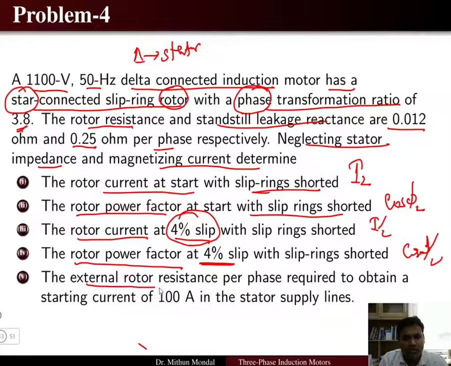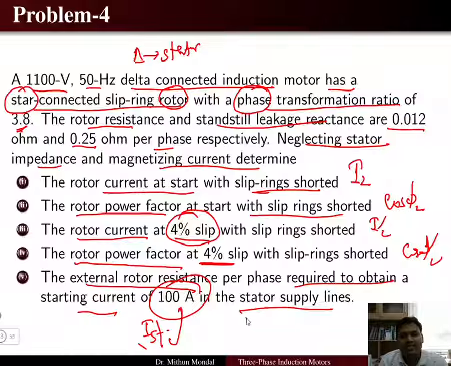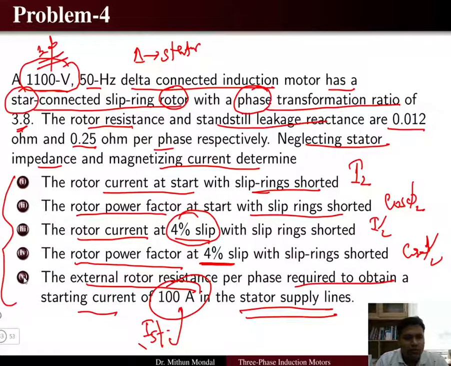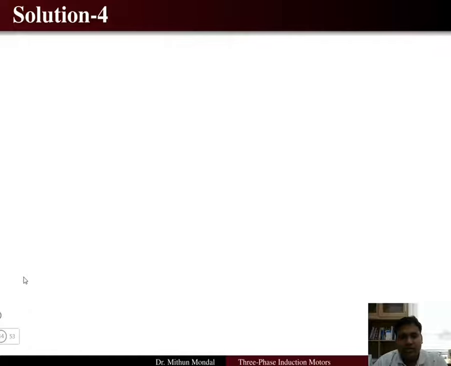The external rotor resistance per phase required to obtain a starting current of 100 ampere. So you need to find what rotor resistance you require per phase to maintain the starting current as 100 ampere in the stator supply lines. So you have 1100 volt, and this corresponds to 3 phase. So we have to find these particular parameters for the 3-phase induction motor. So let us see the solution.